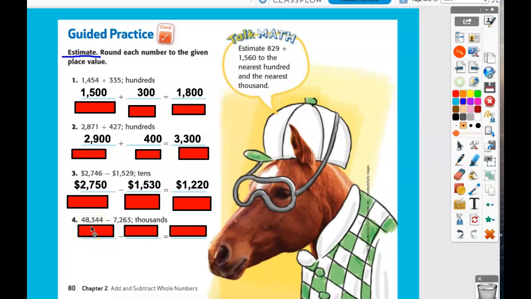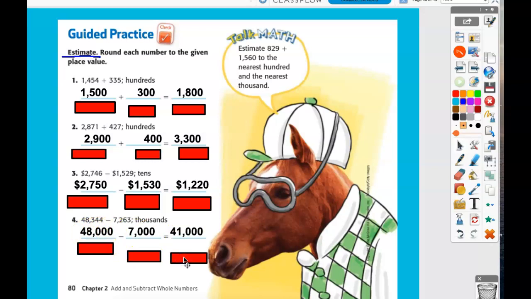Number 4, 48,344 minus 7,263, you're going to round to the thousands. Remember, this is the thousands here, and this is the thousands here. So 48,344 rounded to the nearest thousand would be 48,000. And we're going to subtract, what does this round to? 7,263. We're going to round to the nearest thousands. That rounds to 7,000. So 48,000 minus 7,000 is 41,000.